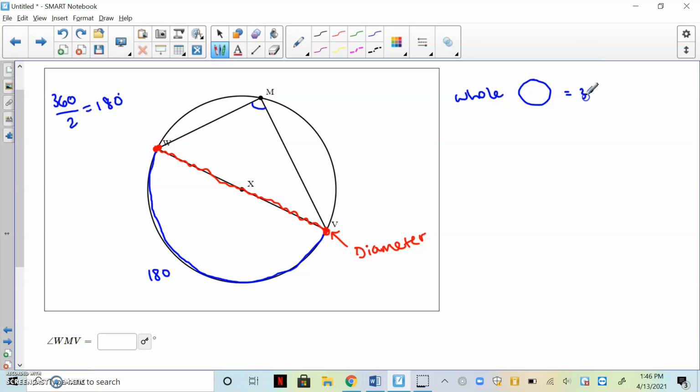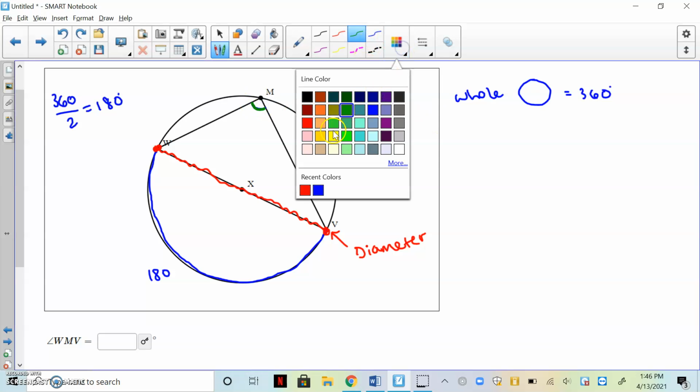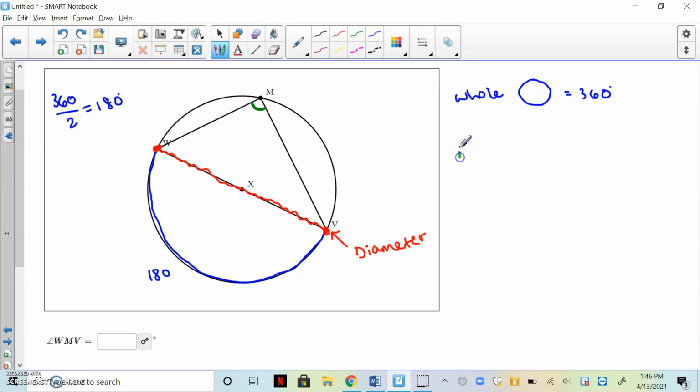consists of 360 degrees. All right, so that being said, if this is 180 and my inscribed angle is going to be half of that, and we can write that down. Inscribed angle is going to be half of the arc. So arc divided by 2. So in this case, I would say, okay, well 180 divided by 2 is 90.